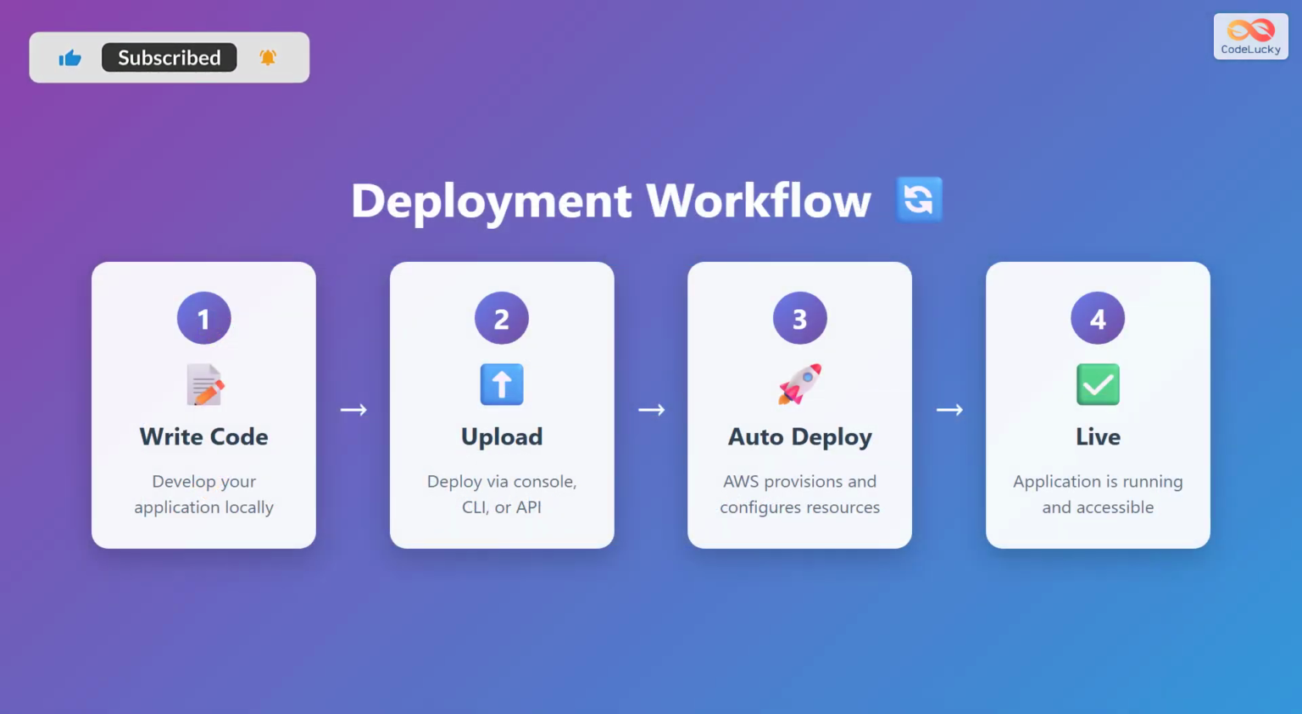The deployment workflow with Elastic Beanstalk is incredibly straightforward and consists of just 4 simple steps. Step 1, you write your application code locally on your development machine. Step 2, you upload your code to Elastic Beanstalk using the AWS Console, Command Line Interface, or API. Step 3, AWS automatically deploys your application by provisioning and configuring all the necessary resources, including servers, load balancers, and databases. And Step 4, your application is now live and accessible to users. This streamlined process can take your application from development to production in just minutes, dramatically reducing deployment time and complexity.